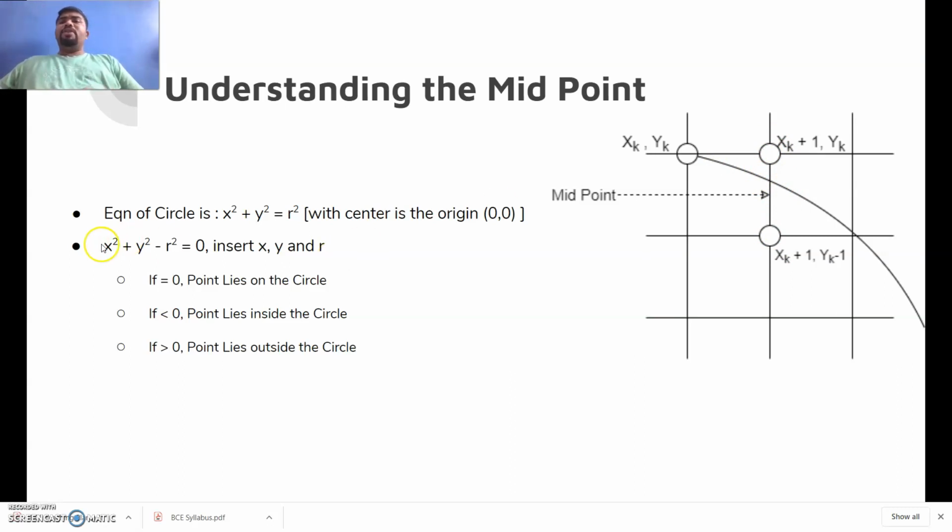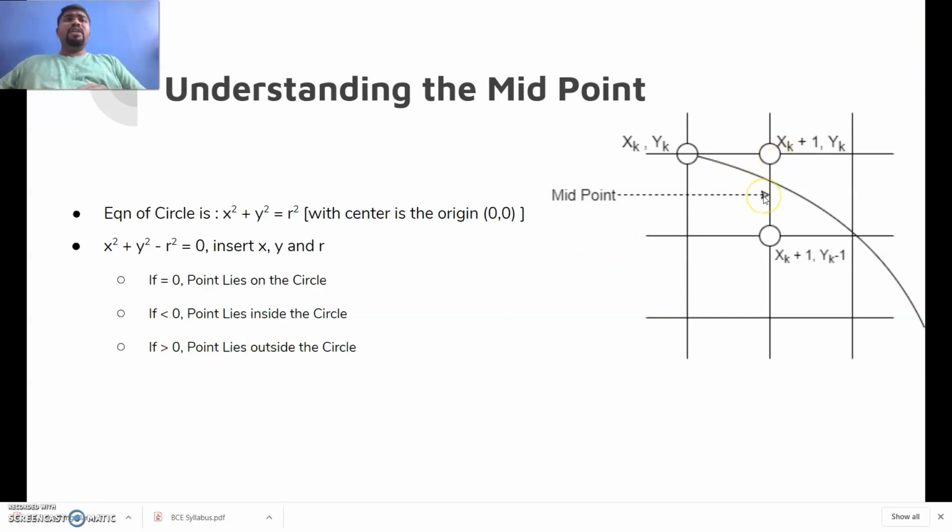Now, if we put the values of x and y inside the equation of the circle, for any values of x and y, I'll get a certain value, right? If the value comes out to be equal to 0, we can say that the point is lying on the circle. If I put the x and y values and the value of the radius as well, and I get a value less than 0, then we can say that the point is lying inside the circle. And if it is greater than 0, then we can say that the point is lying outside the circle. So that's how we can go about it.